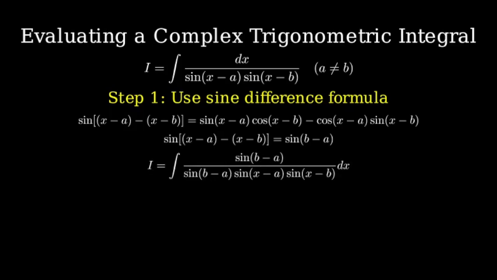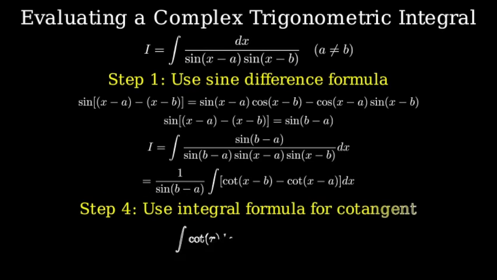This simplifies to 1 over sin(b − a) times the integral of cot(x − b) minus cot(x − a) dx. Now we can use the integral formula for cotangent. The integral of cotangent is the natural logarithm of the absolute value of sine. Applying this formula to our integral gives us 1 over sin(b − a) times the natural log of the absolute value of sin(x − b) over sin(x − a), plus C.